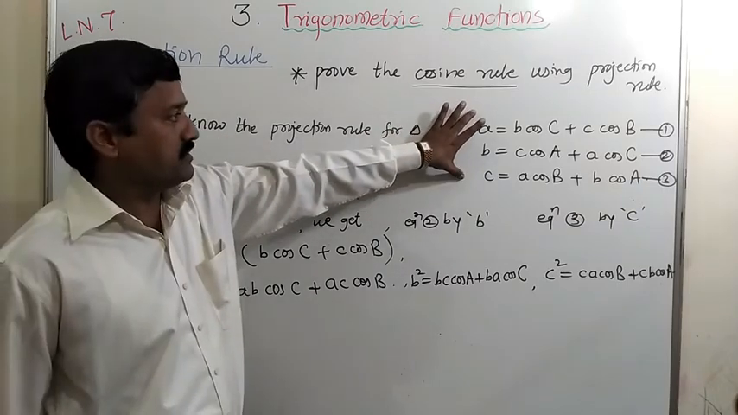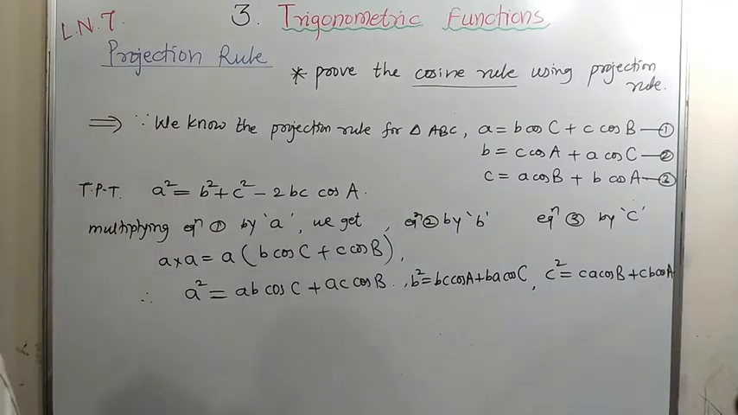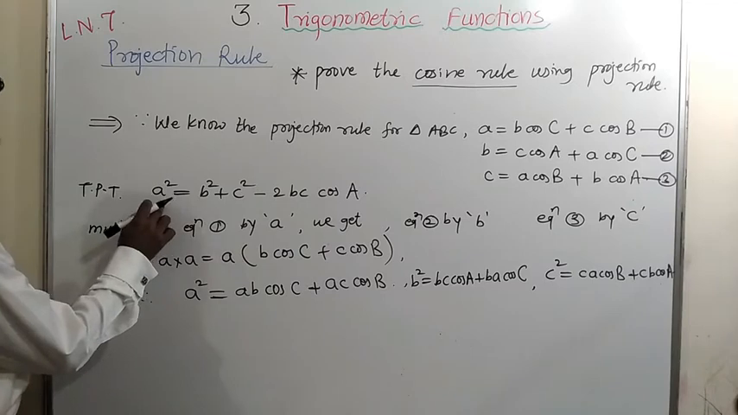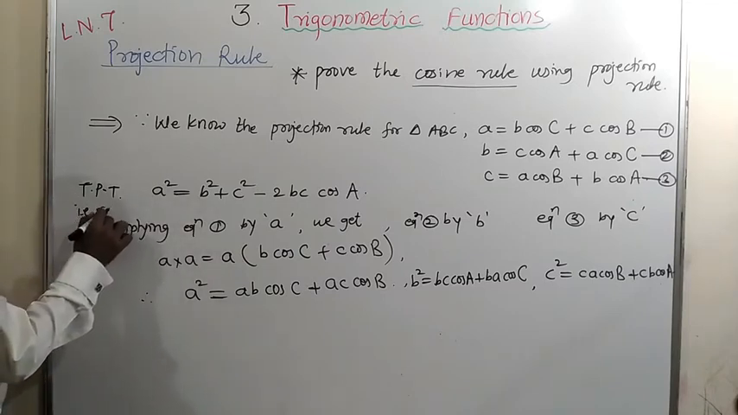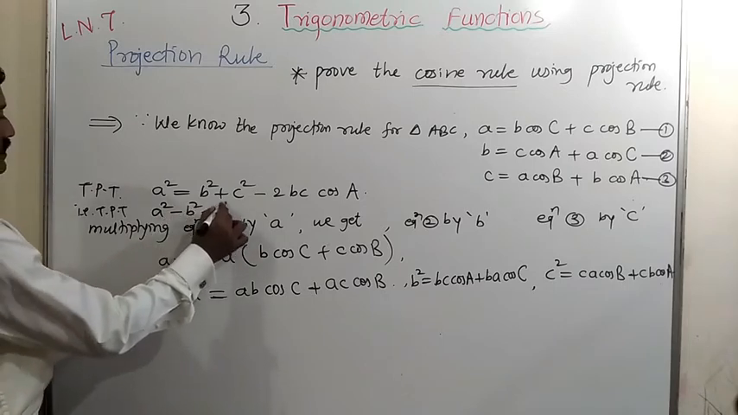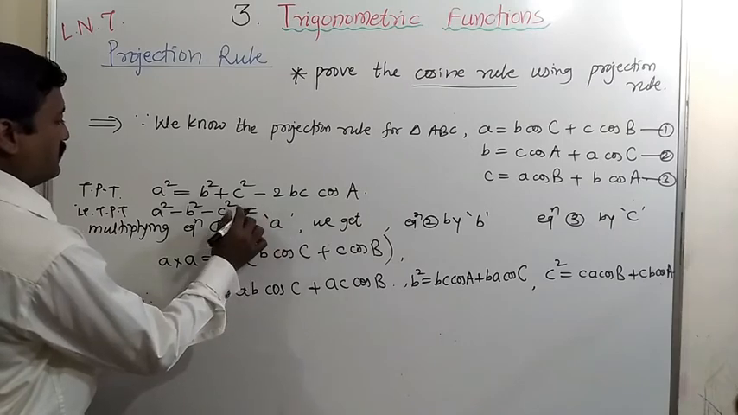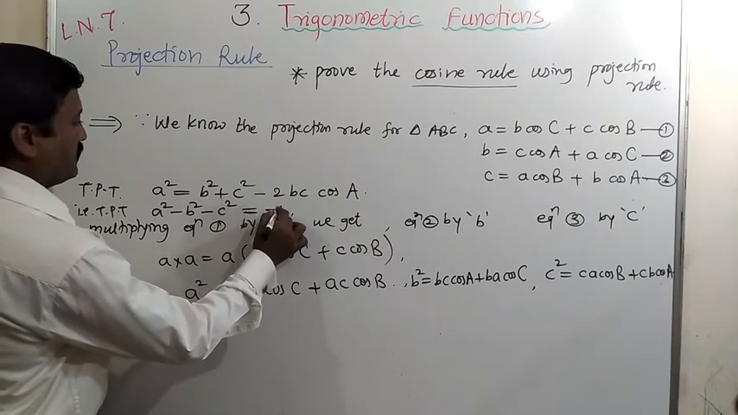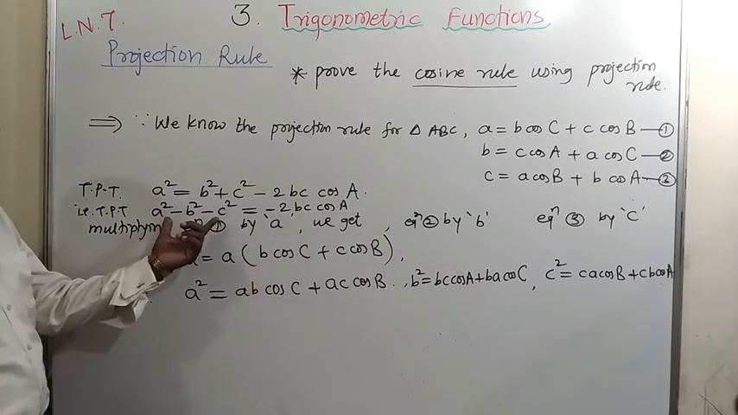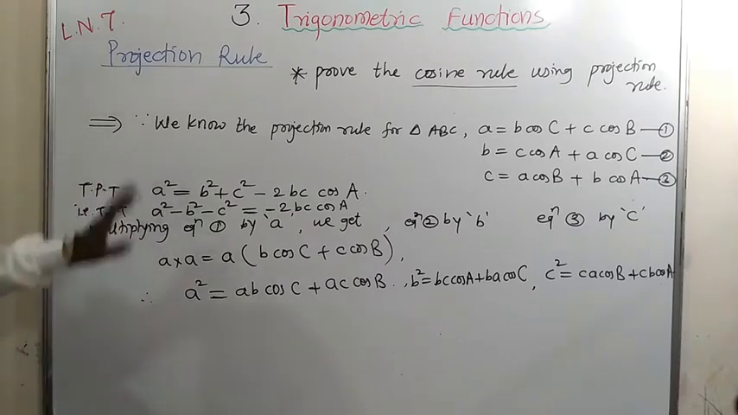These are projection rules. We are multiplying this by a, this by b and this by c. Let us take the left hand side. That is to prove that a square minus b square minus c square equal to minus 2bc cos A. Simplifying this, we have to obtain this one. So this will be proved.